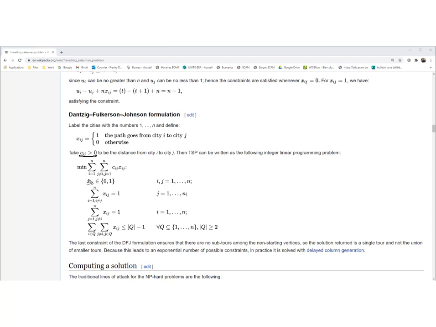So we minimize the distance, of course with a number of constraints. The xij are binary values. We have to make sure that you arrive at a city only one time, and you have to depart from the city only one time and not more than one time. This is a more technical constraint, and it makes sure that you end up with a solution that is a single tour and not the union of several smaller tours.